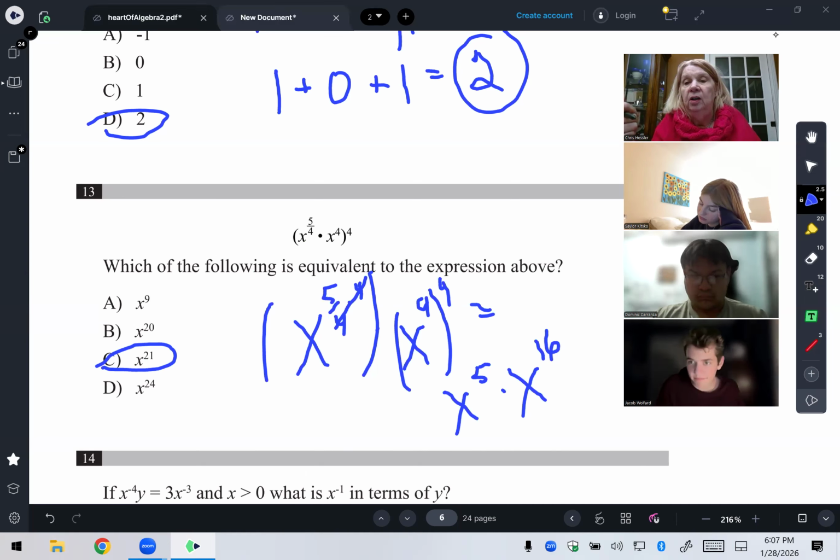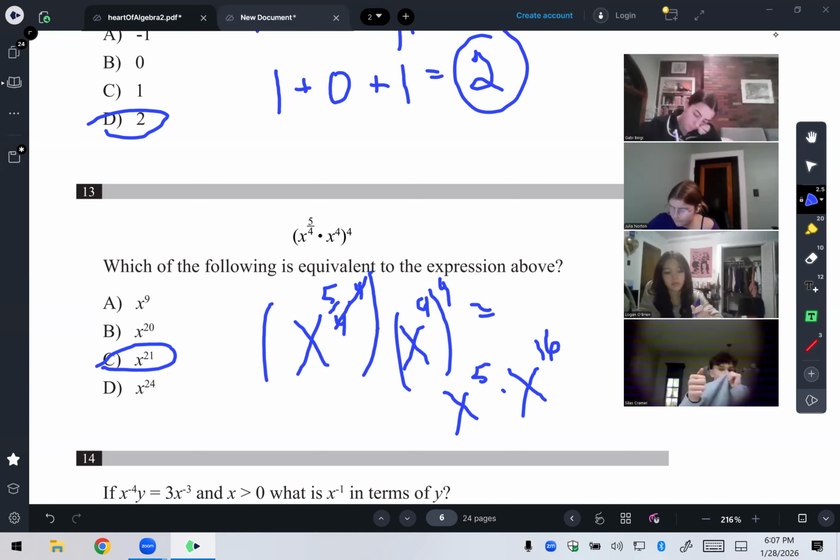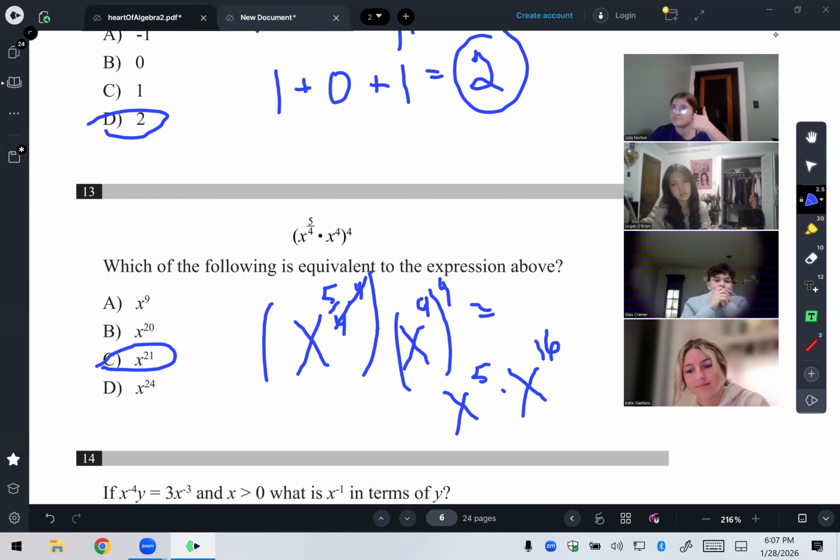Okay, everybody good here? Sailor, Jacob, and Dominic. Okay, other group. Silas has got his thumb up already. Katie, you're good, sweetheart? Okay.